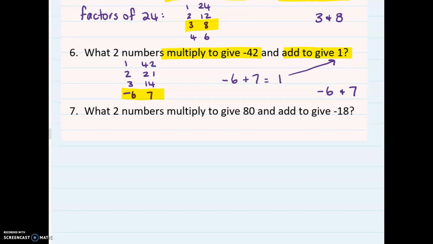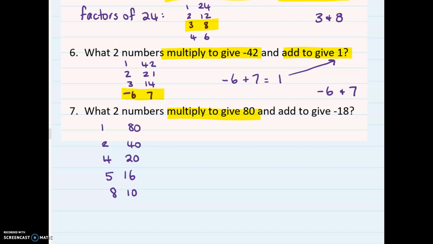In the last one here, two numbers this time that multiply to give 80. So my factors of 80 are 1 and 80, 2 and 40. 3 is not going to go in evenly, so we'll ignore that. 4 lots of 20. 5 is going to go into 80. So 80 divided by 5 goes 16 times, so 5 and 16. 6 into 80 doesn't go. 8 times 10, and 9 doesn't go into 80.